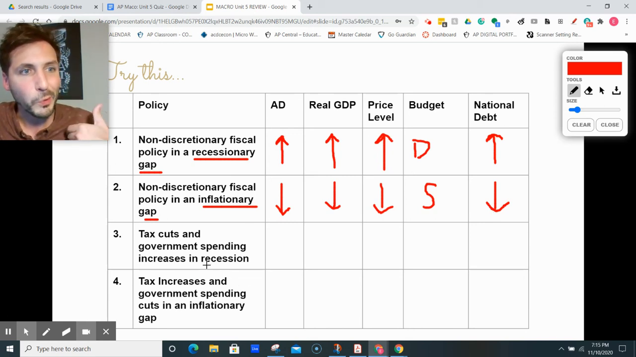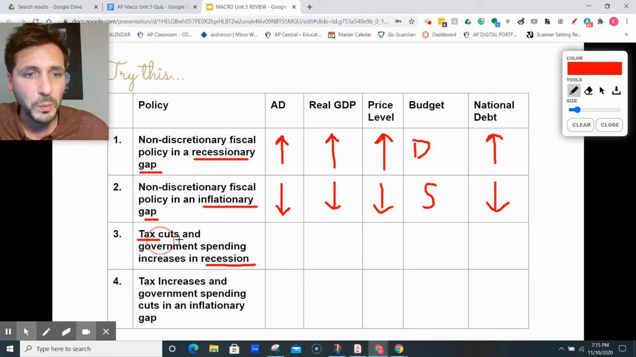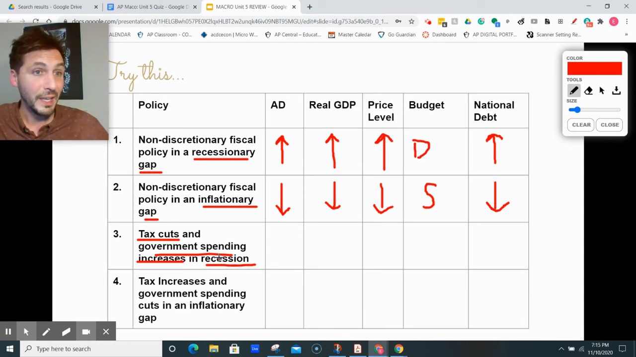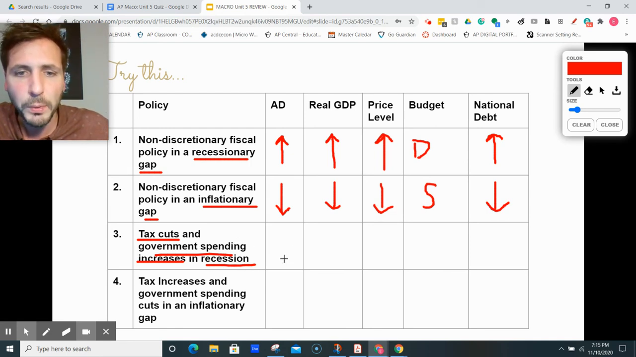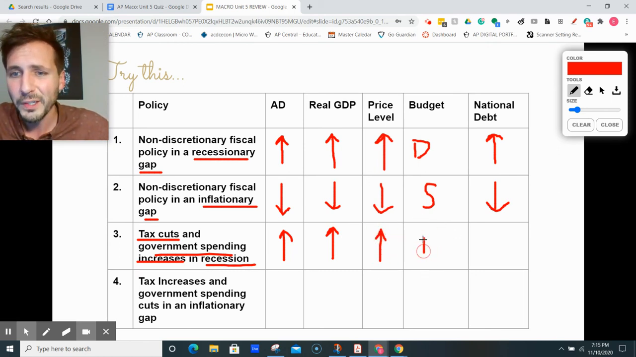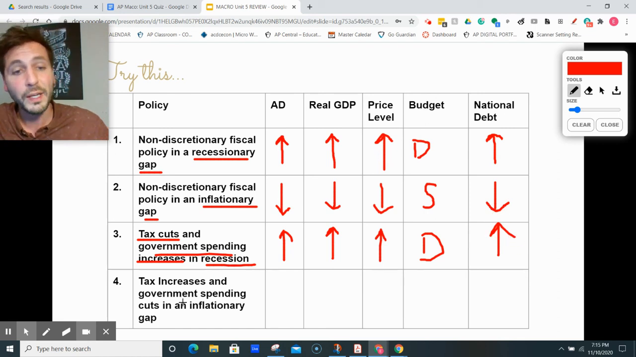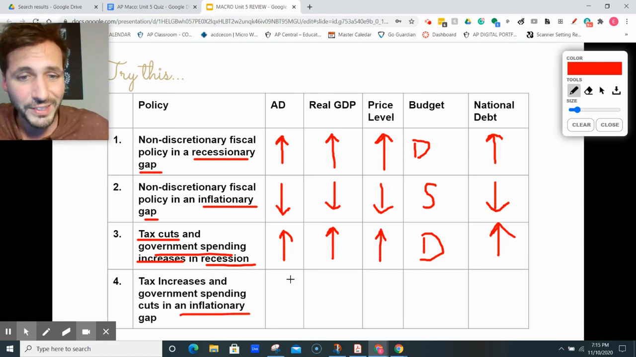Let's say we have more discretionary fiscal policy, which means we have tax cuts and government spending going up. Both of those things cause an increase in deficit, right? When taxes go down, that has an expansionary effect. People have more money, but it means less revenue for the government, and government spending increases. So both of those things cause an increase in aggregate demand. Of course, that pushes up GDP. Of course, that pushes up price level. What happens to our budget? Well, that creates a deficit because less money is coming in with tax cuts, more money going out with government spending, and national debt rises.